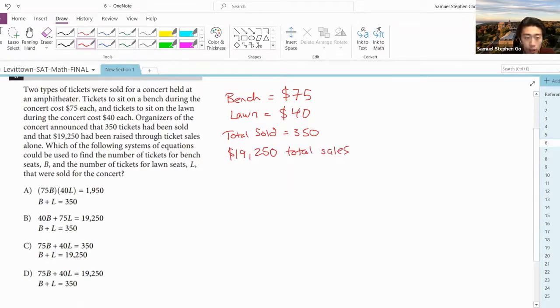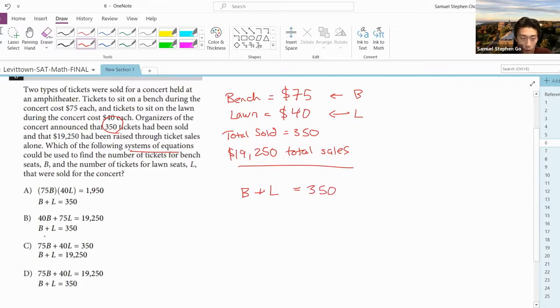So this is asking us to make a system of equations, just basically means make 2 equations, right? To find the number of tickets for bench seats, which are B, they're telling us this is now called a B seat, and that a lawn seat is L. So I'm not even gonna look at the choices here. We could, but it is a good exercise to do it on your own first. They're telling us 350 tickets were sold. So that means B plus L. So that's B, the number of bench tickets sold, plus L, the number of lawn tickets sold, has to equal 350.